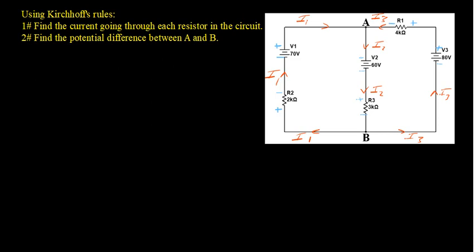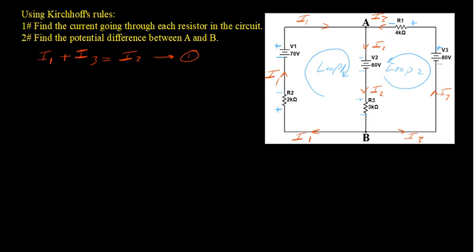Now let's write the junction rule. So it's I1 plus I3, that will give us the second current. That's our first equation. Now let's decide the loop direction. I will pick this one to go loop 1, and for this one I'll go counterclockwise, and this is gonna be my loop 2.